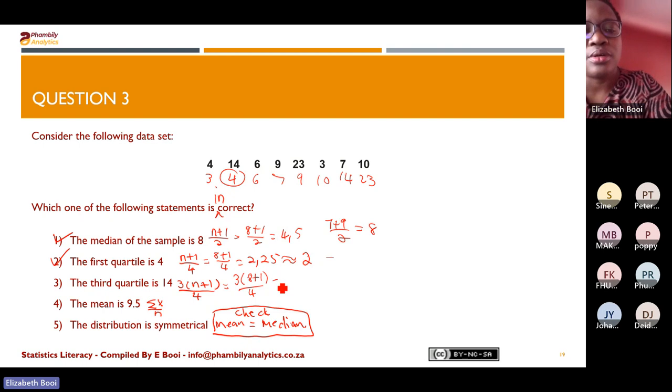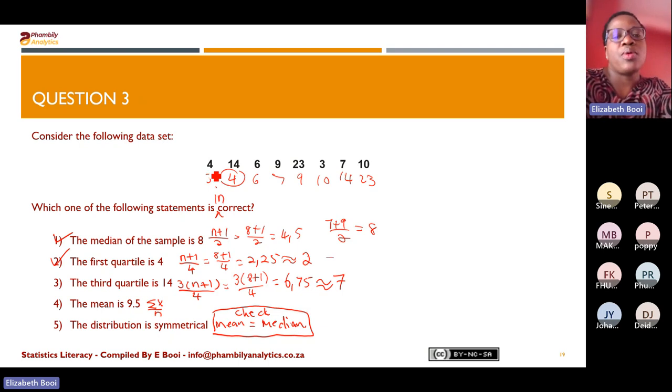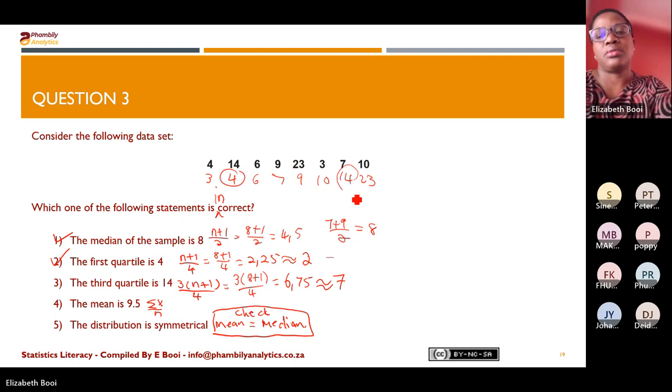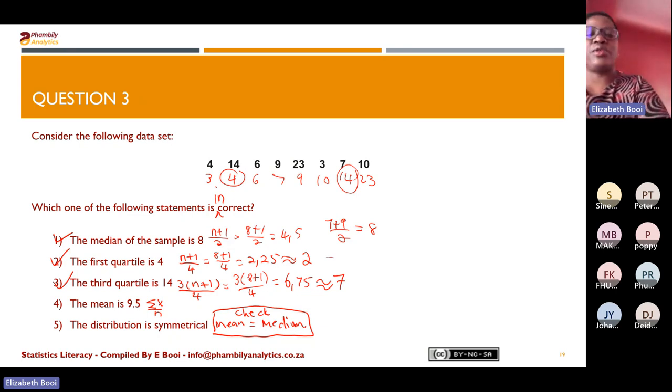The third quartile: 3 times 8 plus 1 divided by 4, which is 9 times 3 divided by 4, 6.75. Did you get that? We estimate it is on position 7 because we round up. 1, 2, 3, 4, 5, 6, 7. It's on 40, which is correct.